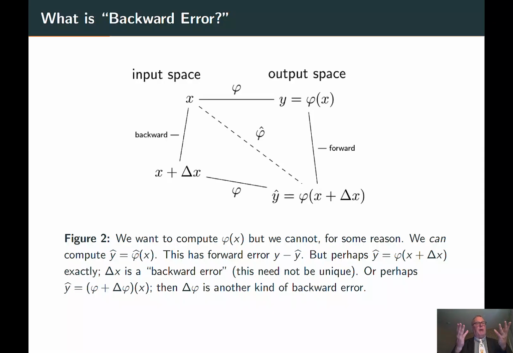Or you can pop up a level and say, oh, I wanted to compute phi, but I really computed this map phi hat, so I changed the model a little bit, and I got my y hat on there. So both delta x and the difference between phi hat and phi are kinds of backward errors. And backward errors need not be unique. But what's interesting about them is that they can help to explain the success of your computation of y hat. You can explain why y hat is actually a good answer. And that's what backward error is all about.